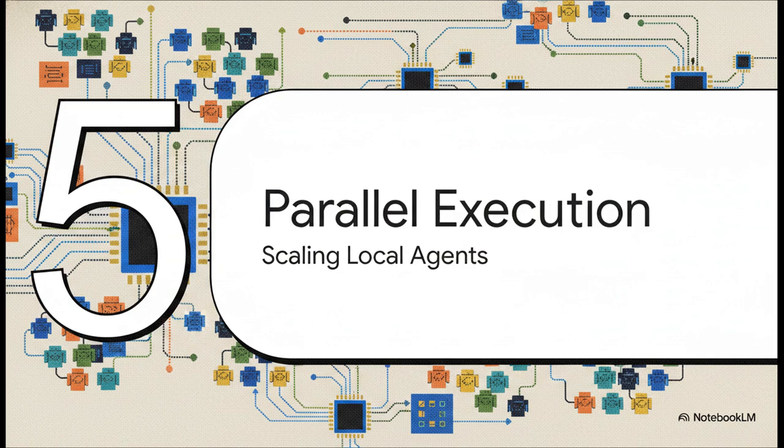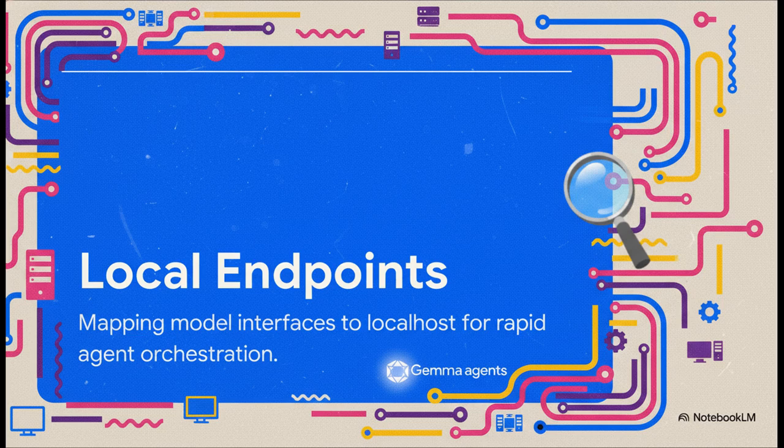Section 5, Parallel Execution, Scaling Concurrent Local Agents. We've spent a lot of time talking about a single agent. But what happens when you need localized pools of agents for concurrent execution? To achieve this locally, developers are leveraging OpenAI-compatible local endpoints.